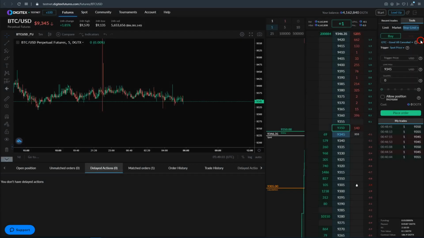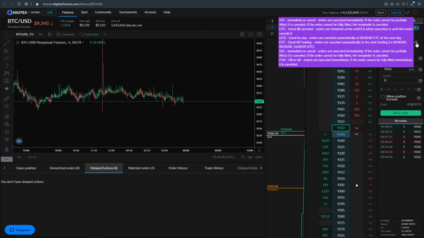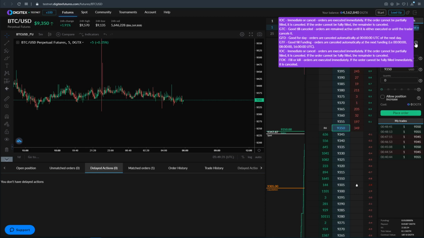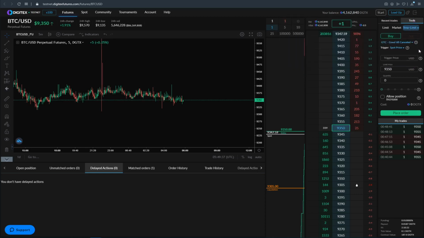You can actually hover over the little question mark there if you want to know what any of this means. Immediate or cancel means orders are executed immediately. If the order cannot be fully filled, the remainder is canceled. And then fill or kill means orders are executed immediately, and if the order cannot be fully filled immediately, it is canceled. It's a nice little hint of what everything is if you hover over that.